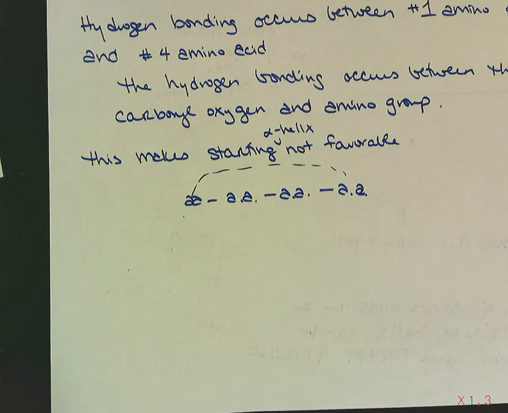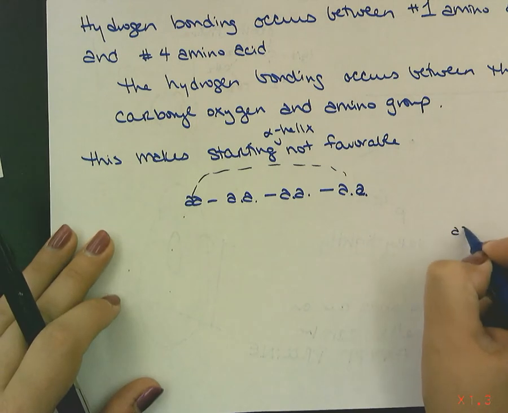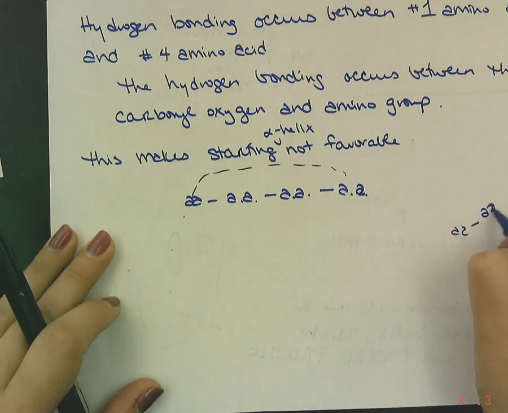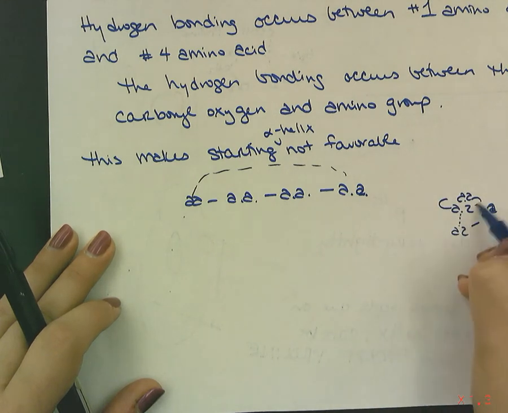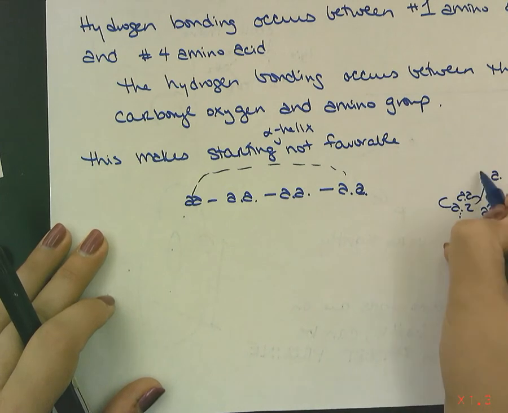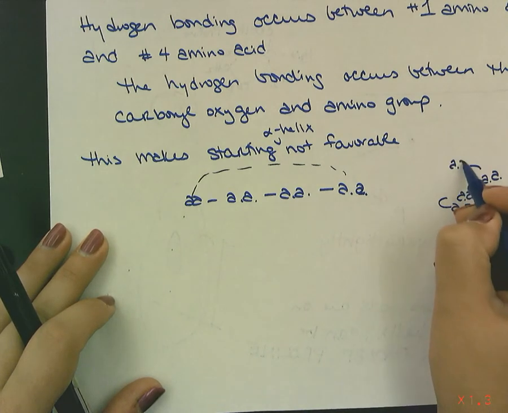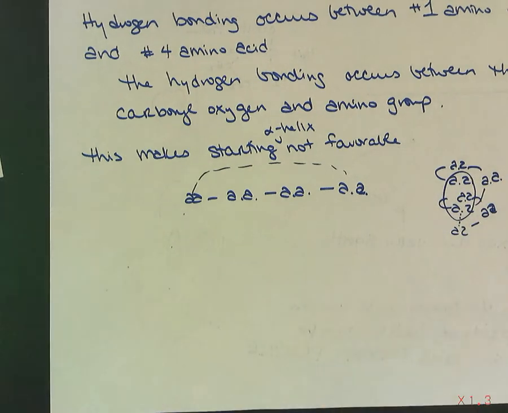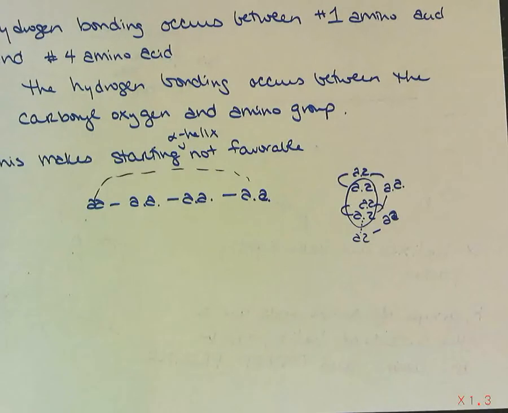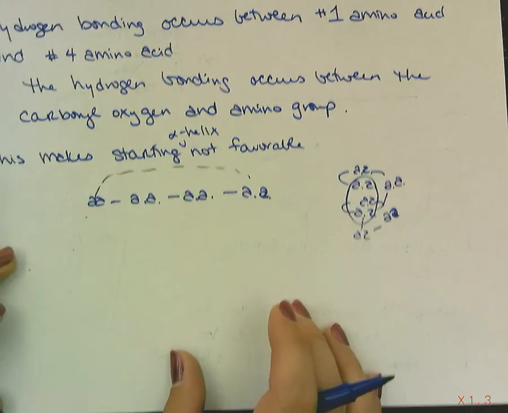But once I get my first 4 lined up, how easy is it then to keep the chain going? Favorable, unfavorable? Favorable, yes.